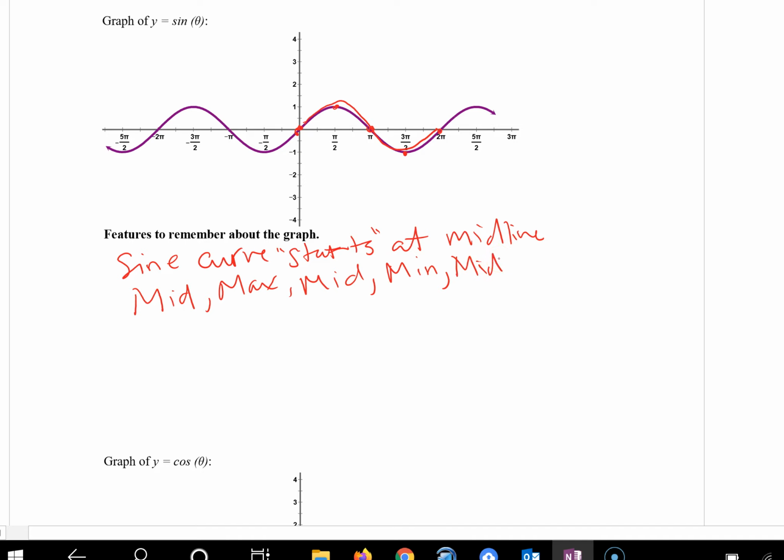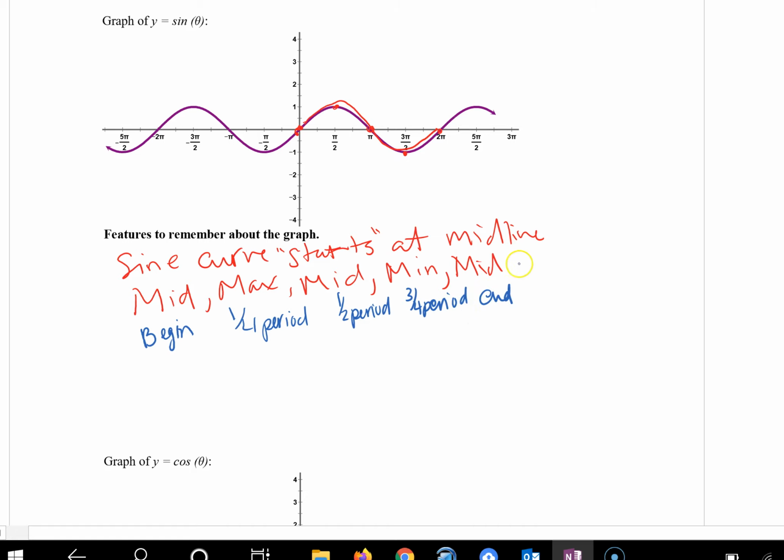We also said that this indicates the beginning of the period, 1/4 of the period, 1/2 of the period, 3/4 of the period, and then the end of the period.